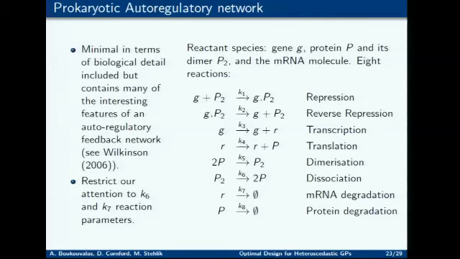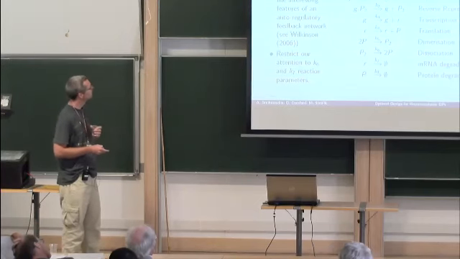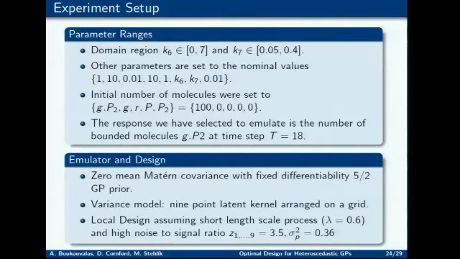The quantities of interest are to do inference on the rate parameters, so K1 to K8. But this is quite difficult. It's an 8-dimensional space. So for this example, we restrict our attention to the K6 and K7 reaction parameters. So we turn this into a 2-dimensional problem. The domain region for K6 is between 0 and 7, and K7 is 0.5 and 0.4. These numbers don't tell you anything, but basically they are from the literature. And all the other parameters are fixed to some nominal values.